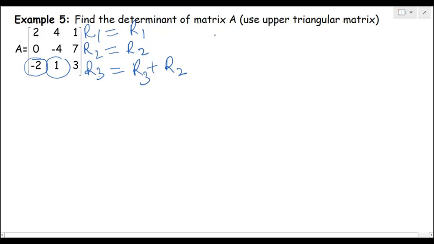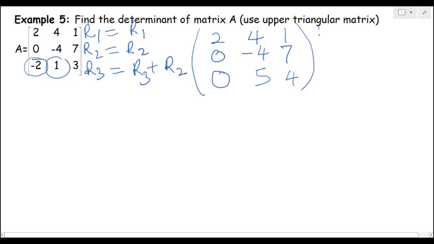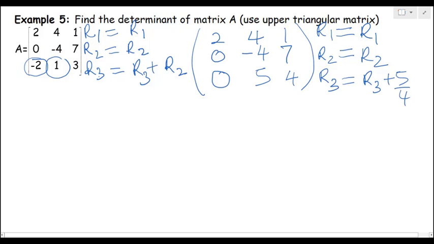We are going to get the first row remaining, so we have 2, 4, 1. Second row remains, we have 2, minus 4, 7. Row number 2 plus row number 3 gives us a 0 here. 4 plus 1 gives us a 5, and 1 plus 3 gives us a 4. This is our new row number 1, this is row number 2, and this is row number 3. Let the elements of row number 1 remain. We also retain the elements of row number 2, and we let our new row number 3 be equal to row number 3 plus 5 over 4 row number 2.